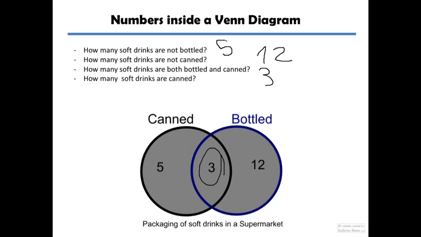But this is the one that's tricky, and I need you to think about this now carefully. How many soft drinks are canned? Well, the answer people give, and they're wrong, is they say 5. The answer is everything that's inside this circle, and that's going to be 5 plus 3. So the answer to this one is going to be 8.